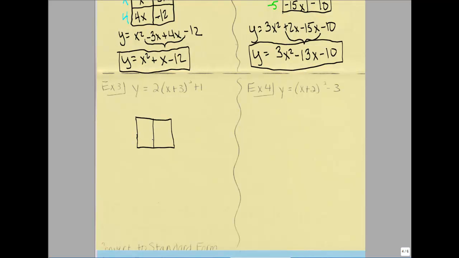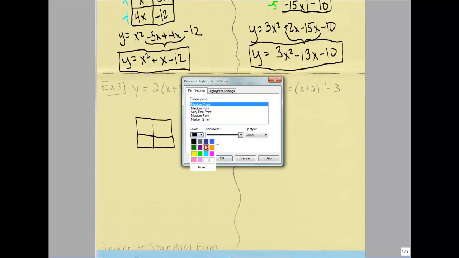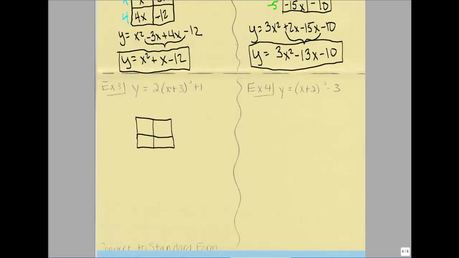But we're still going to use our box. The only difference is the only thing we're going to put in our box is just this part. And see, they are squared. Since it's squared, it means that there are two of them. So there is one x plus 3 and there is another x plus 3. So there are two of them. And then we have x times x is x squared. x times 3 is 3x. x times 3 is 3x. And 3 times 3 is 9.